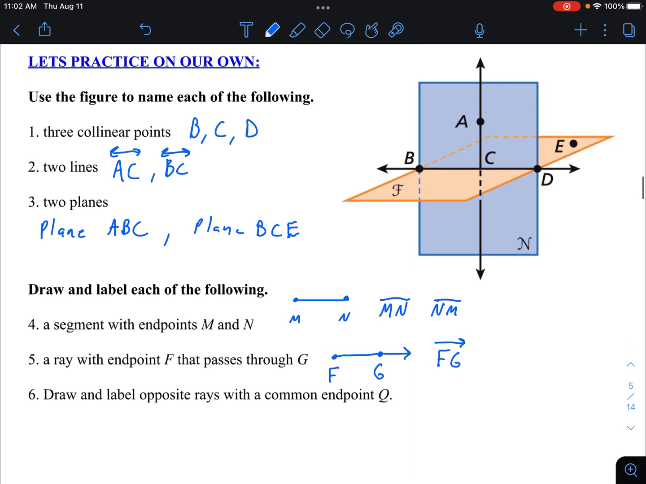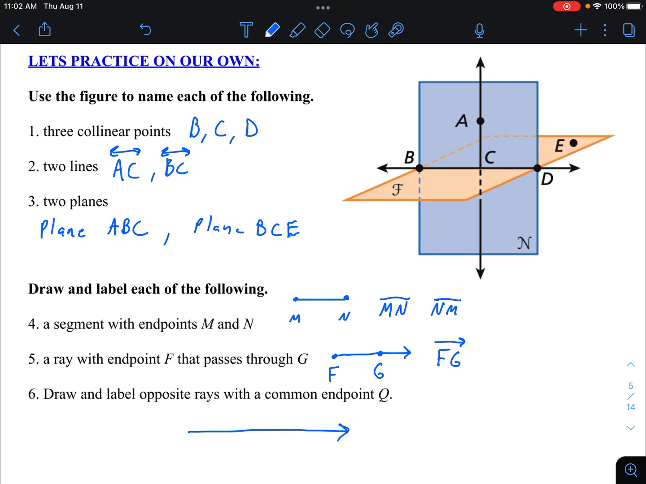Lastly, number 6, this one's going to take some thinking. Draw and label opposite rays with common endpoint Q. So opposite rays mean we're going to have rays going in opposite directions. They're going to share endpoint Q. I'm going to throw 2 more points on here to make 2 separate rays. And we've got ray QP, starts at Q, goes in P's direction. And we also have QR, starts at Q, goes in R's direction. So we've got opposite rays there, and they share endpoint Q. They both start at Q.